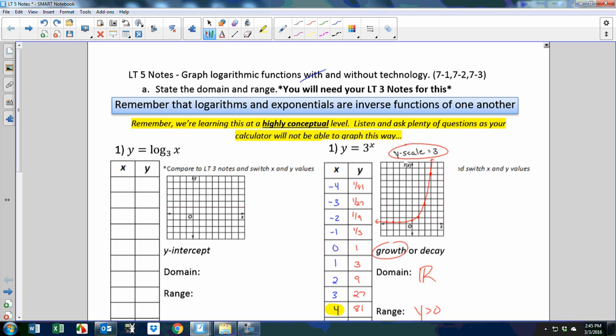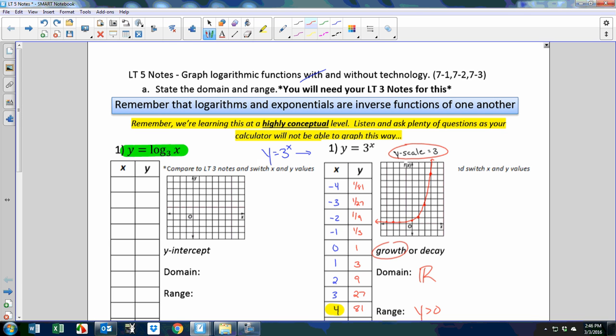You'll need to have watched target 3 videos for sure, and target 4 is recommended, but you could do without it if you haven't watched it yet, because we're going to use what we learned about inverses in target 4. Exponentials and logarithms are inverses. So in order to graph log base 3 of x, we need to have graphed y equals 3 to the x. So we have those points.